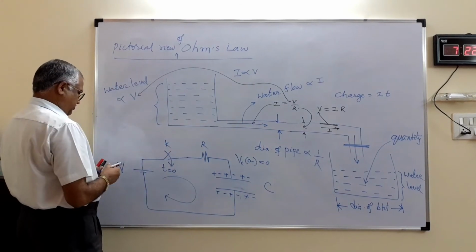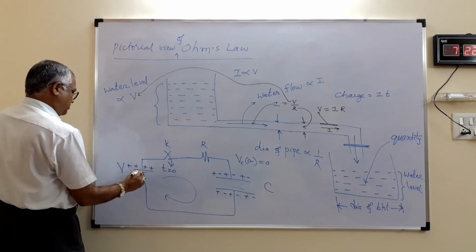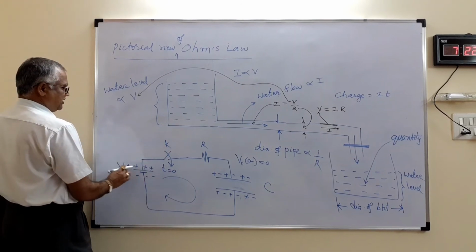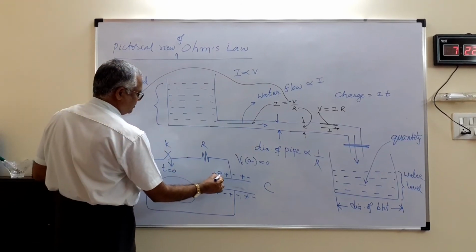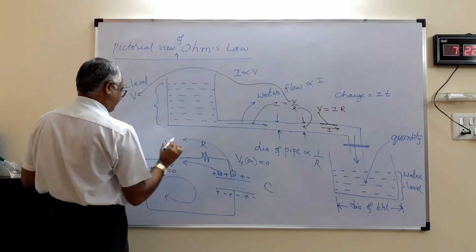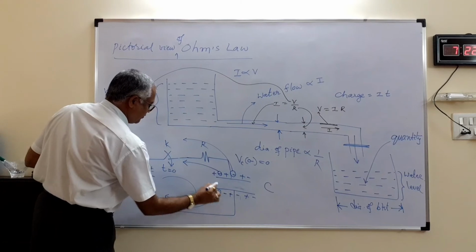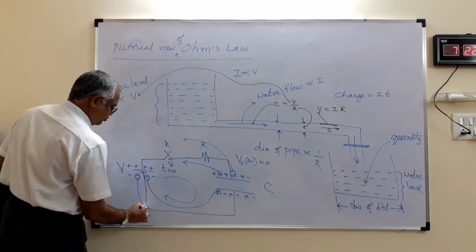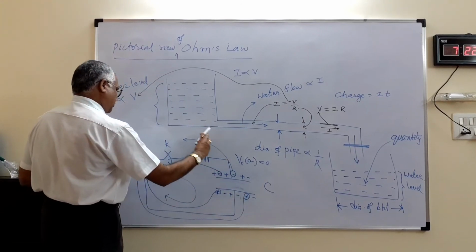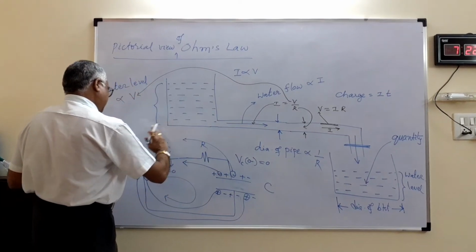Now when I close the switch, this longer line indicates what? Positive. They are all positive. The short line indicates negative. So when I close the switch, these positive charges will attract electrons. This electron will move this side, this electron will move this side, and neutralize the positive charge. This electron will move and neutralize this positive charge. So these electrons are going this way. This is the direction of electron flow.